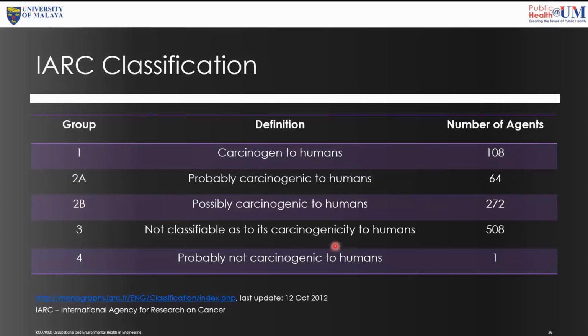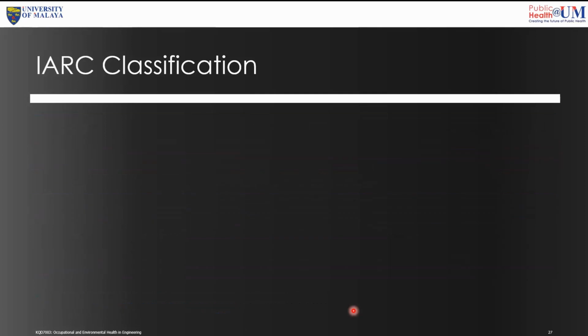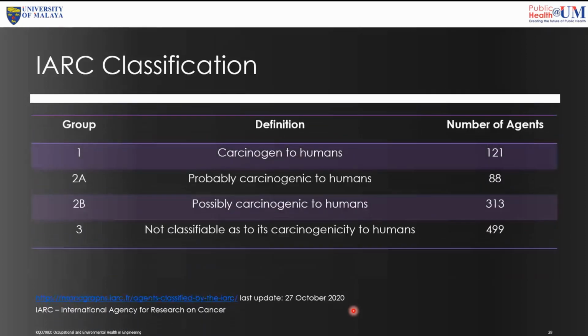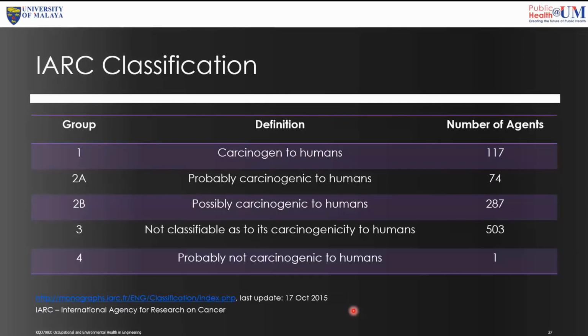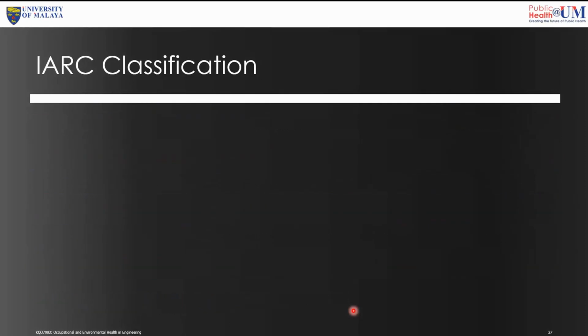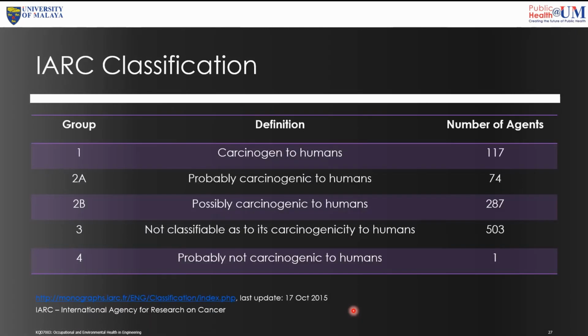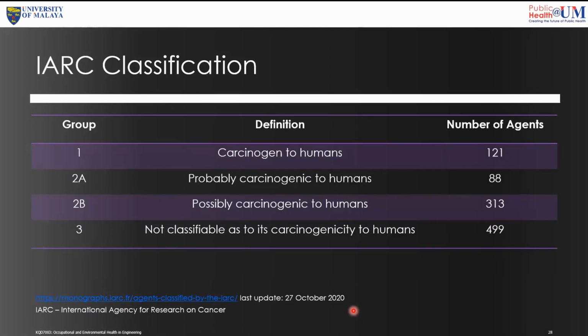So these are the things. It's updated every year. This is 2012, 2015, and this is 2020. You can see that the number of carcinogens went from 108 to 117, and currently is 121. So the number increases every year, and I don't know why this year they have removed the chemical that is considered non-carcinogenic, which is IARC group 4.